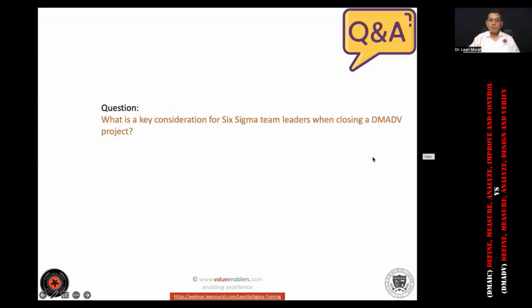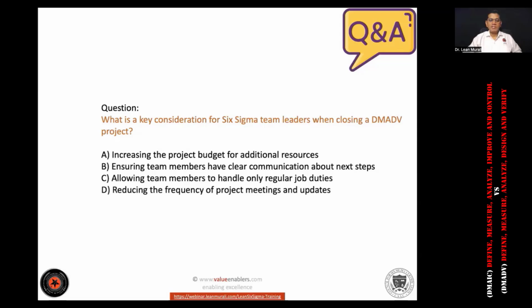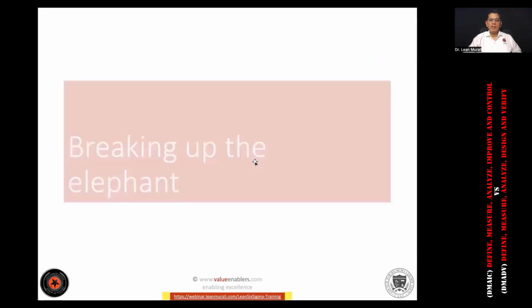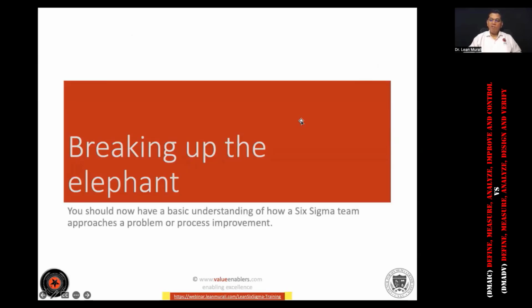What is the key consideration for Six Sigma leaders when closing a DMADV project? Increase the project budget for additional resources; ensure the team members have clear communication about the next steps; allow the team members to handle only regular job duties; or reduce the frequency of project meetings and updates. Again, quite logical. Ensure the team members have clear communication about the next steps. Fantastic.